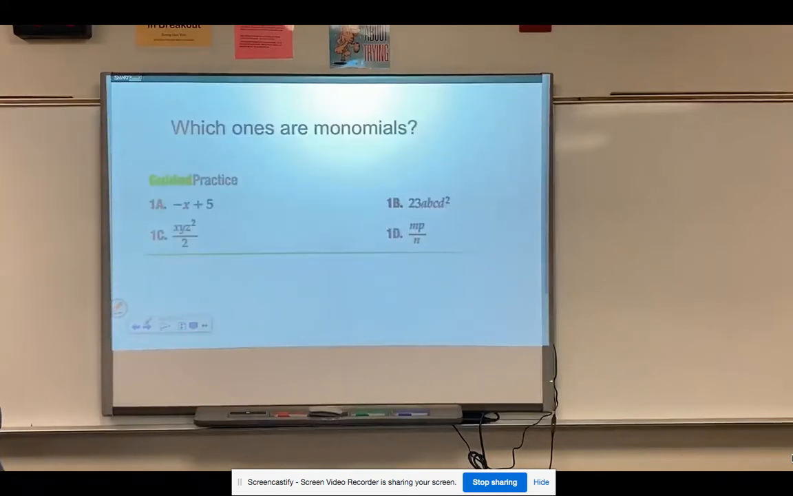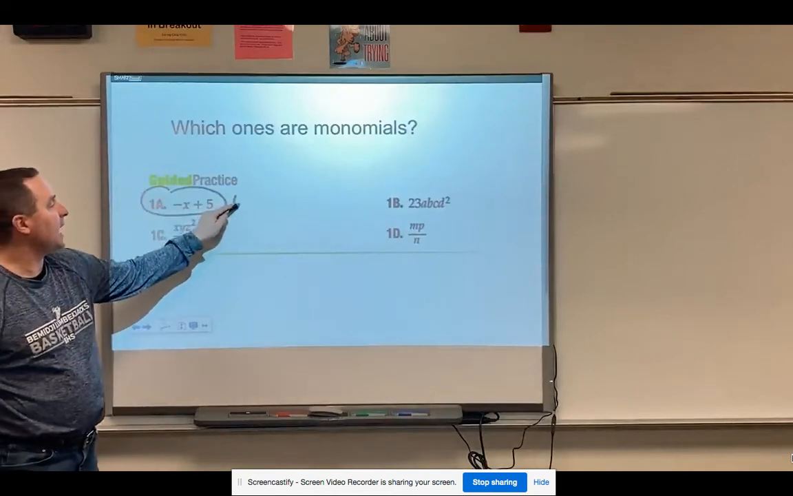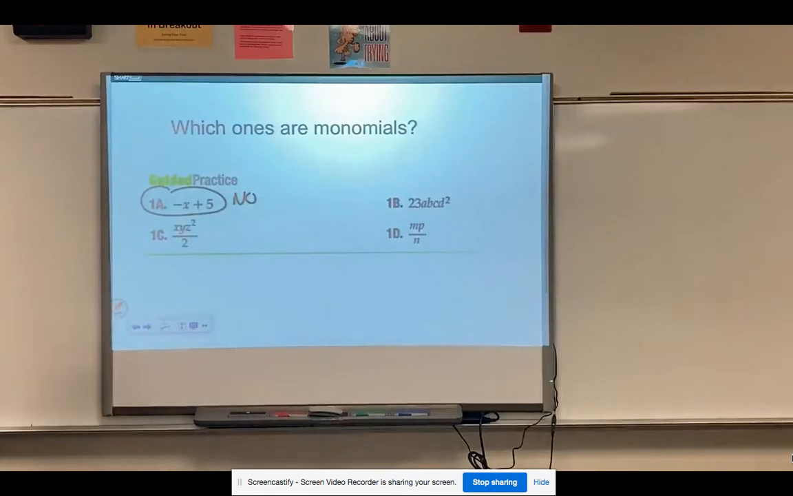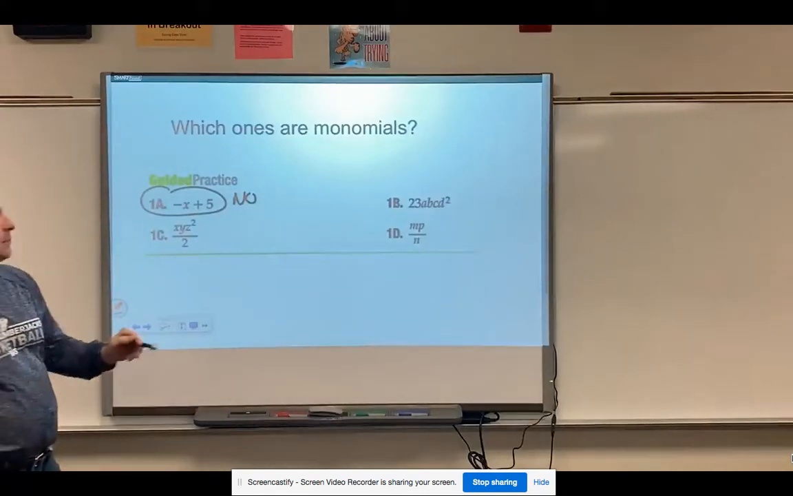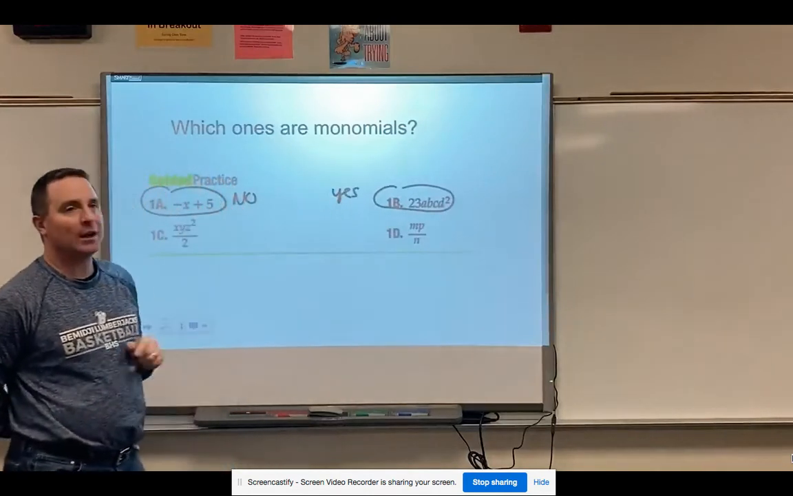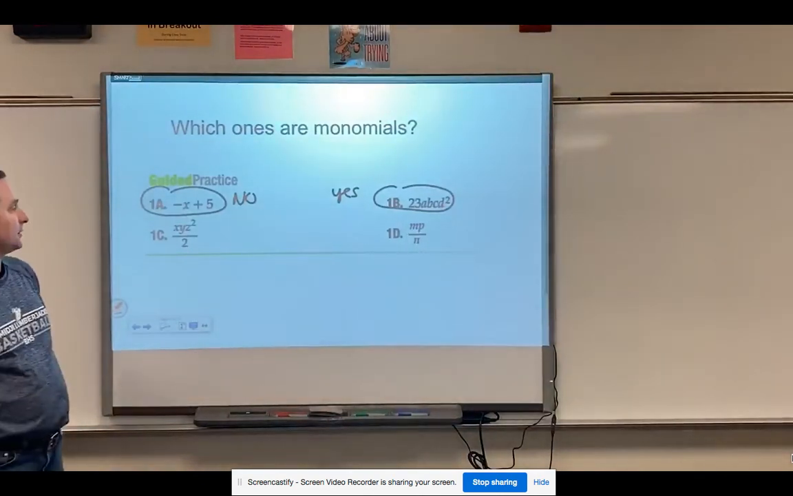Which one of these are monomials? We take a second here and go through these one by one. 1A, this one would not be a monomial because it has two terms. That actually is what this thing is called, a binomial. 1B over here to the side. This one is just one giant term. It has variables, exponents, constants, but there's just one big term there. It's not separated by any addition or subtraction.